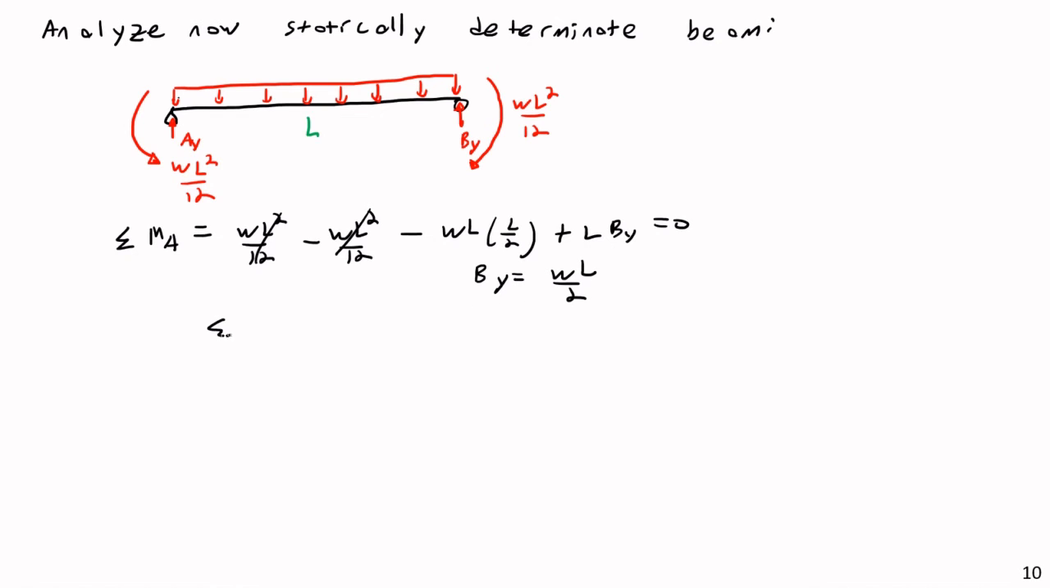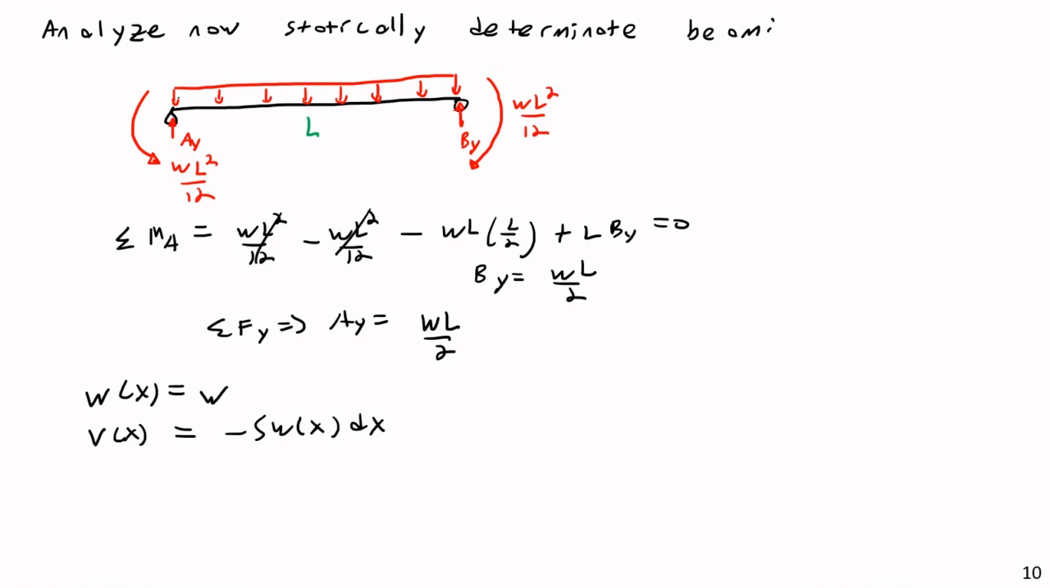And in turn, if you do a sum of forces in the y direction, you can clearly see that AY is also equal to WL over 2. So again, nothing terribly earth-shattering there. We now have our reactions. And so I want to work through one last layer of this messy four-stage integration. W of x is again just going to be equal to W. V of x is again going to be equal to the negative integral of W of x dx. This is definitely going to be very similar to our first set of integrals, except we'll have some different boundary conditions. Well, except for our shear here, that's going to be exactly the same.